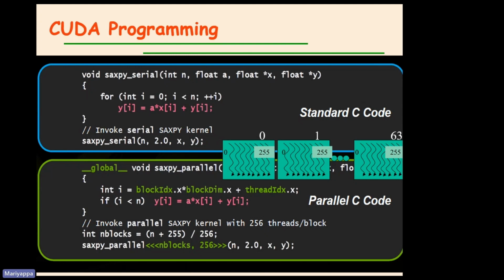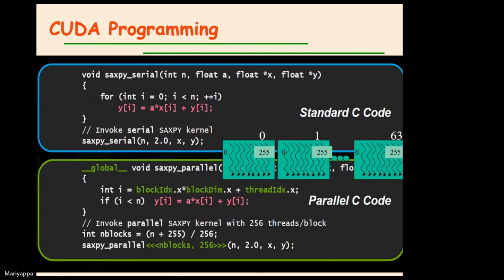And I have grouped these threads, 256 threads into one group, which is called a thread block. Now I have 64 such blocks, and each thread is essentially performing this computation. There are 256 such threads in a thread block, and there are as many thread blocks as the number of elements divided by 256. So that's essentially what this program is saying.